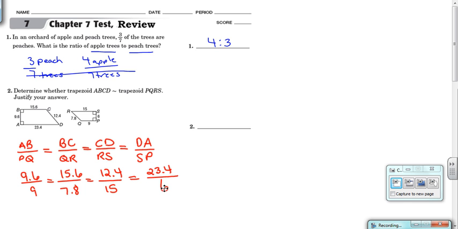Well, obviously not, because just looking at these fractions, that's an improper fraction, that's an improper fraction, this is a proper fraction. There's no way an improper fraction and a proper fraction can divide out and become the same decimal. So the answer to the question would be no, and your explanation would be that corresponding sides are not proportional.